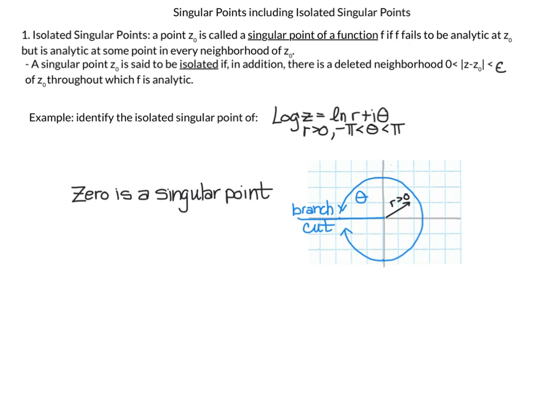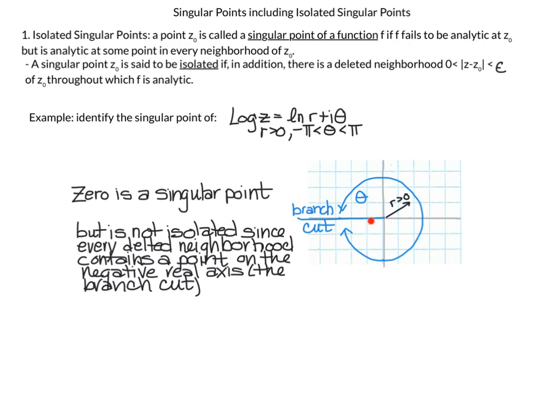I'm also going to take a quick look at this r greater than 0 and theta between negative pi and pi. So our r is greater than 0, and the radius goes out to infinity. Our theta, because this is the principal branch, has to be between negative pi and pi. In other words, we have this branch cut at theta equals pi. So theta equals pi is off limits for this principal branch.